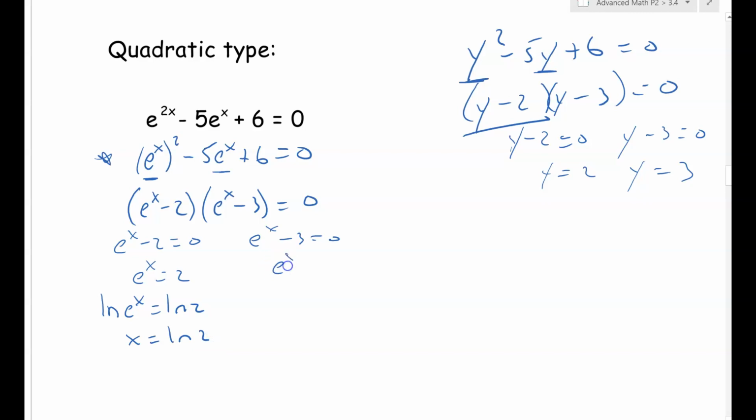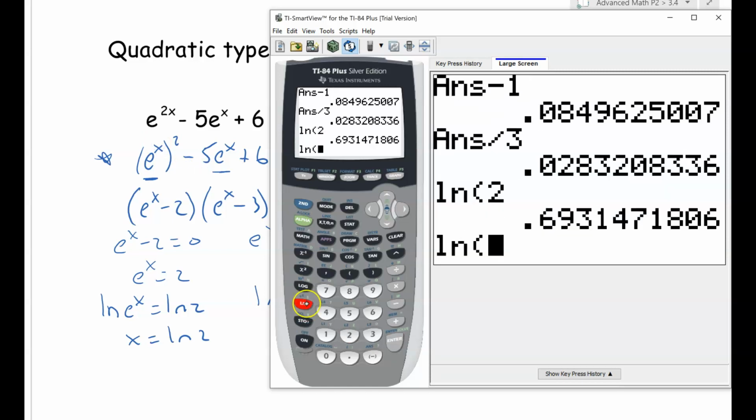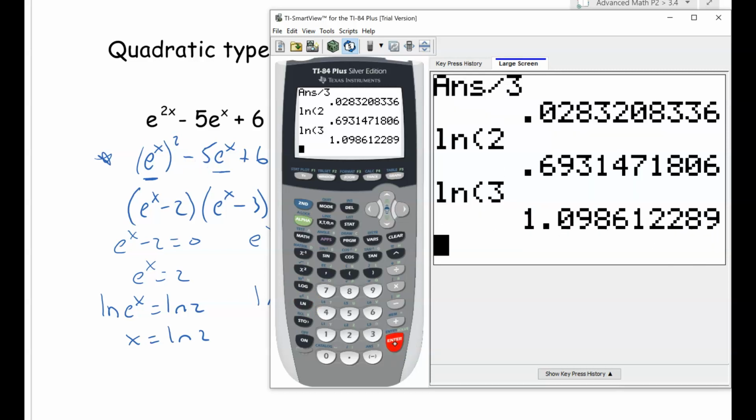We'll come back and get the decimal for that in a minute. And then for this one, I'm going to take the ln of both sides. So this one is the ln of 3. Okay? So I just need to get those two answers. So we go ln of 2 and get an answer, and then ln of 3 and get an answer. I'm trying to hit enter and it's not working.